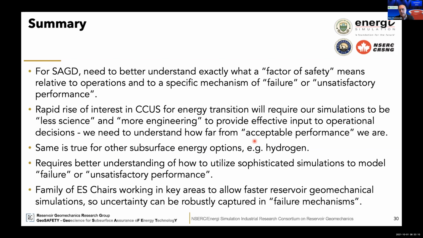And I think the family of energy simulation chairs are all working in some substantially important areas, especially embedding uncertainty as well, in such a way that I think we've got a good chance of capturing what those failure mechanisms look like over a range of scenarios.